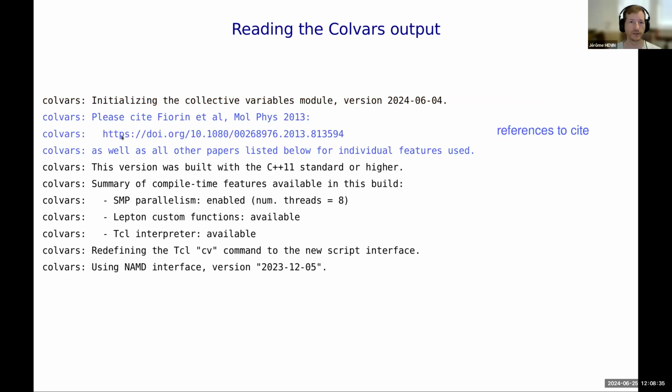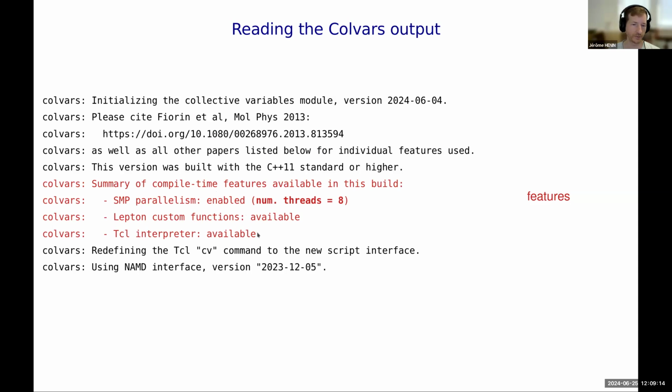Then the next little section reminds you of the reference paper for Colvars in general. And then it reminds you that later on in the output, after everything is initialized, it prints a list of papers that correspond to the features that you're using for this particular simulation. So that means if you publish this simulation, you get directly the bibliography that you should cite for the simulation.